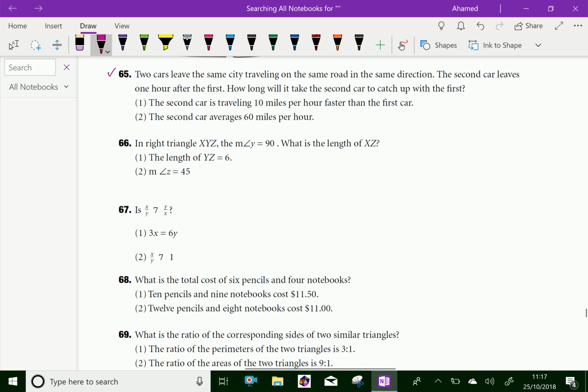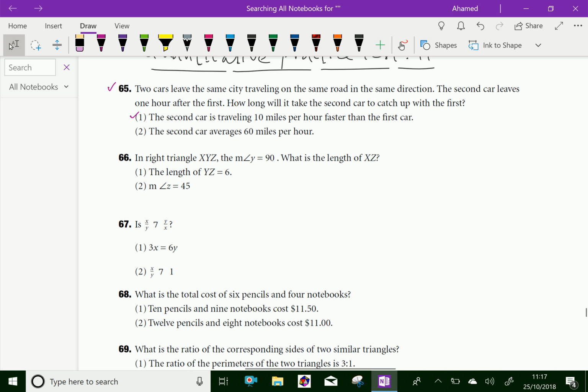The first statement: the second car is traveling 10 miles per hour faster than the first car. The second statement: the second car averages 60 miles per hour. Now here, let in t hours the second car catch up the first car. Here we need the speed problem.